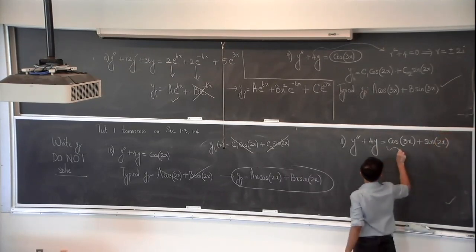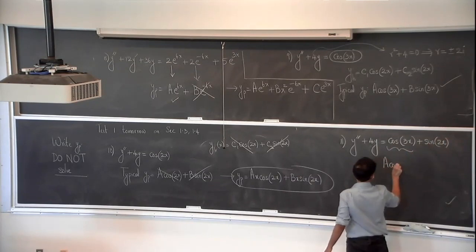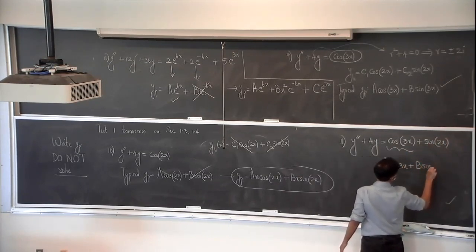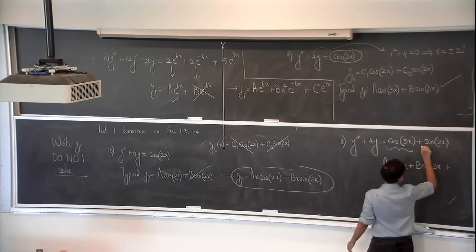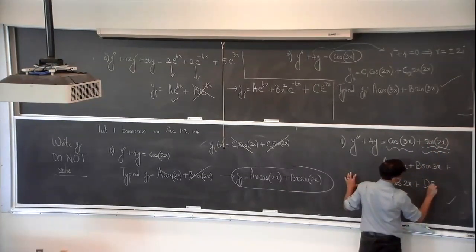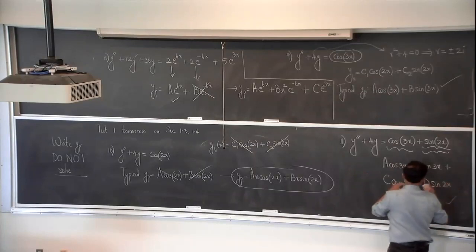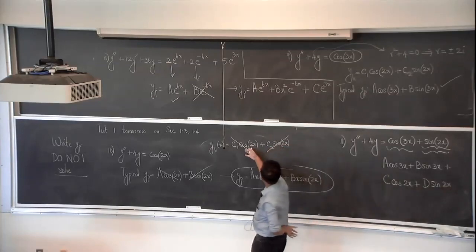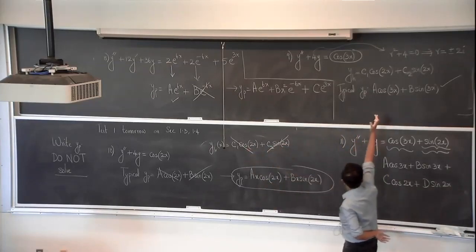So this would be a cosine 3x plus b sine 3x, and this would be some c cosine 2x plus d sine 2x. Remember that for cosine or sine you have to do both. And your yh is still up there.